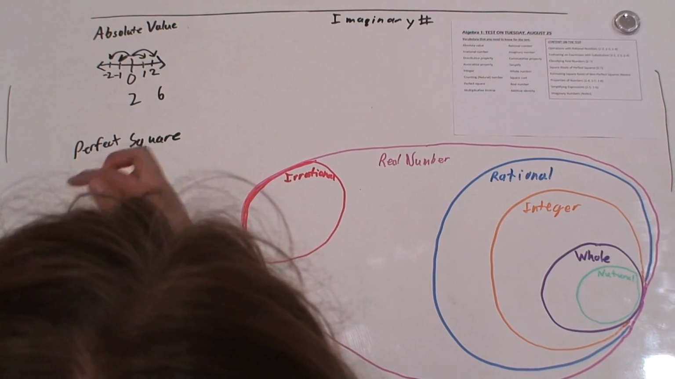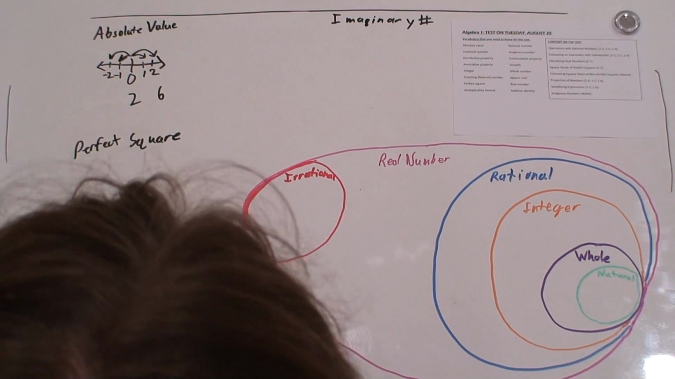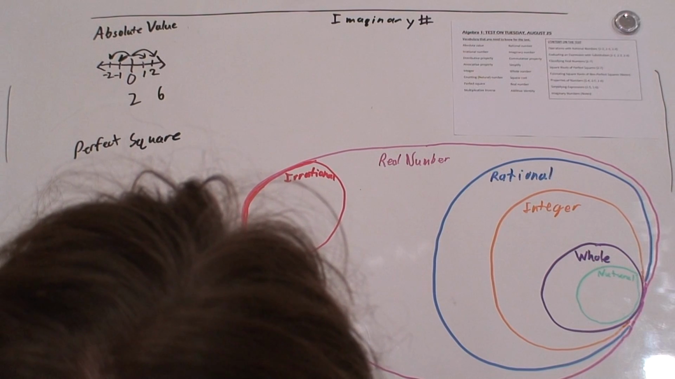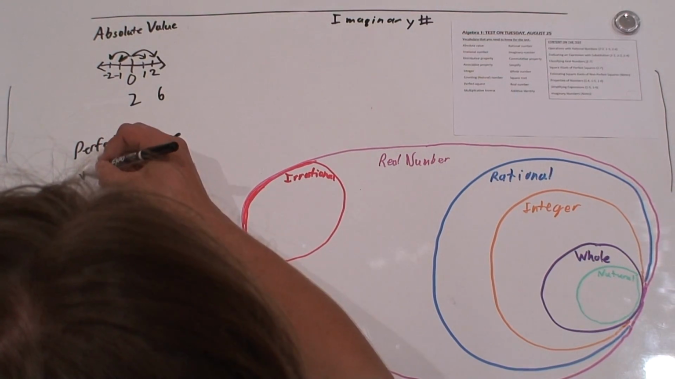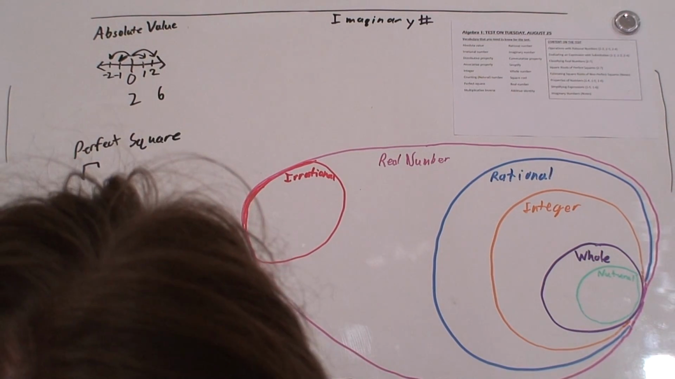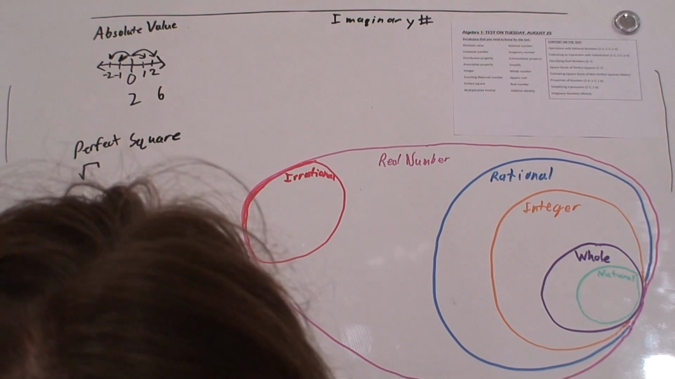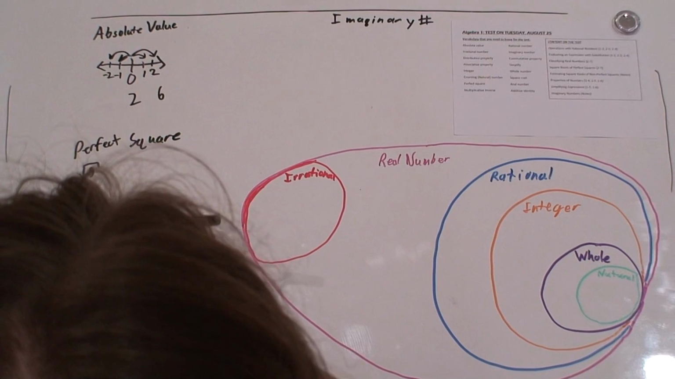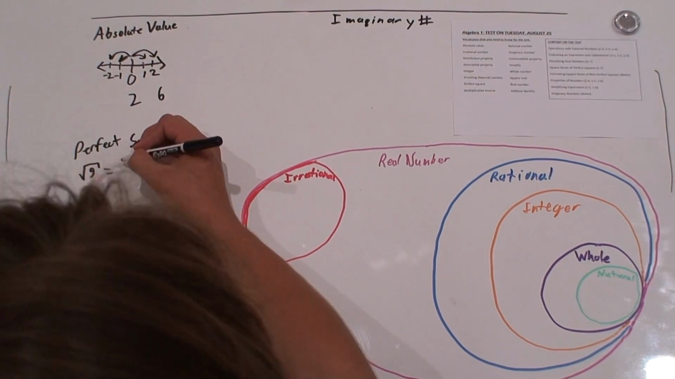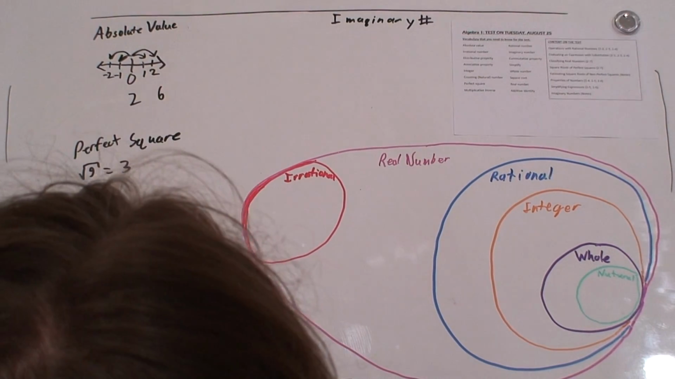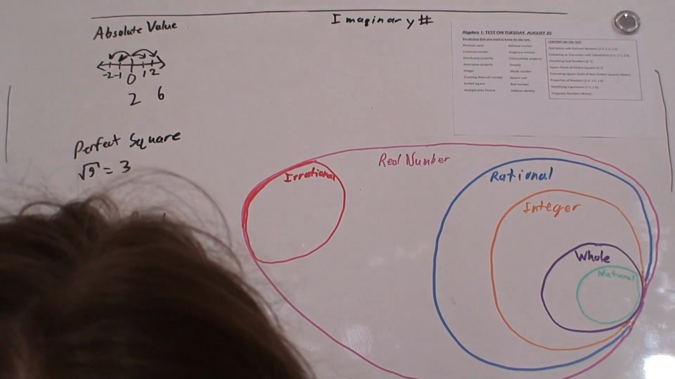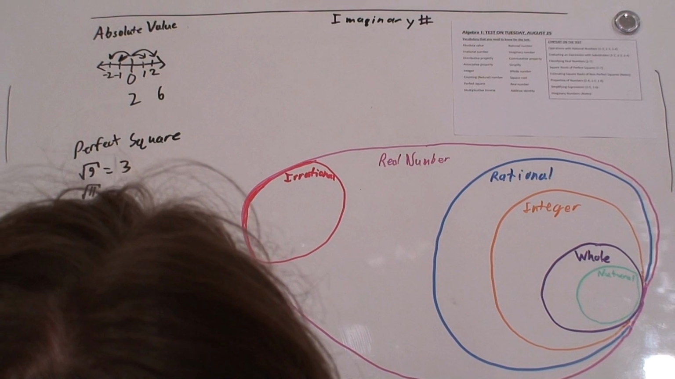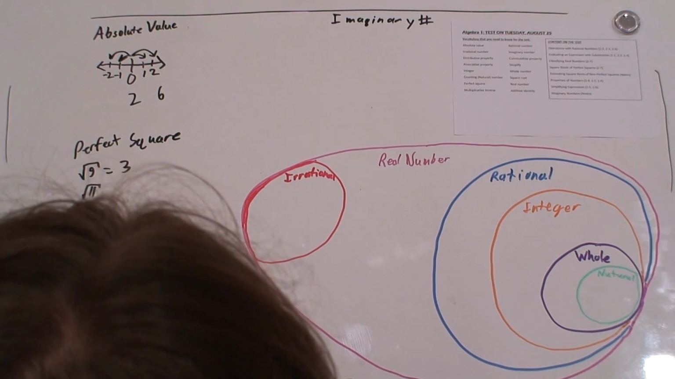So now we move on to the definition for a perfect square. A perfect square is any number that can be taken through a square root. It's a whole number that can be taken through a square root. So 9 is a perfect square because it gives us the whole number 3. It's not something like 11, which does not have a whole number square root.